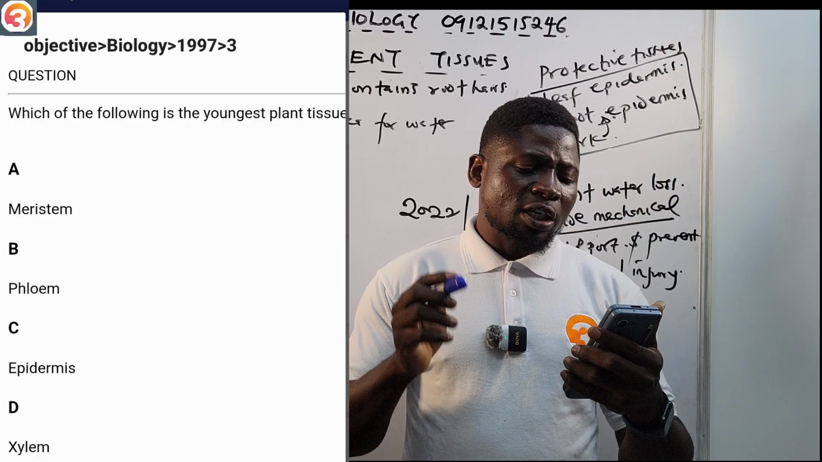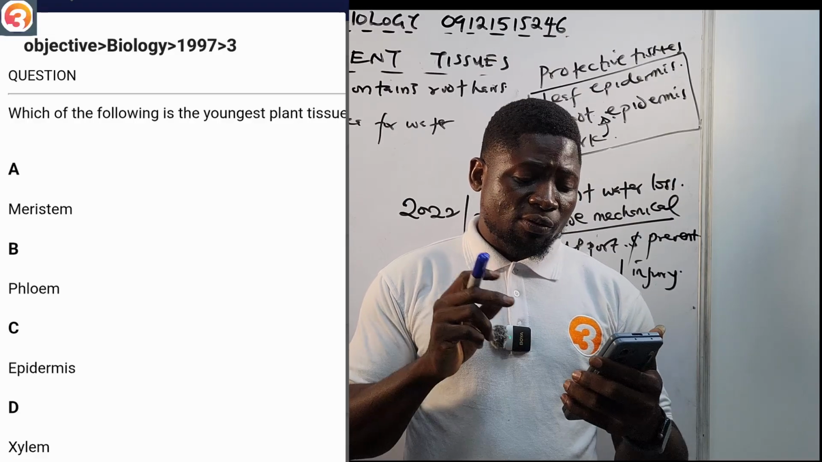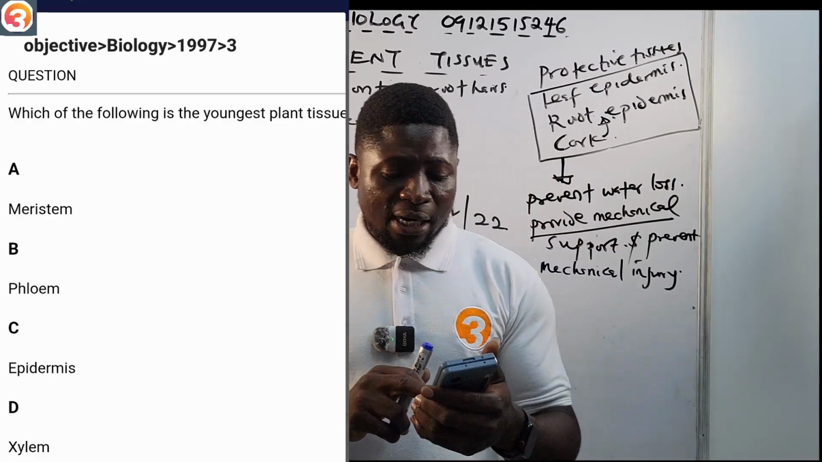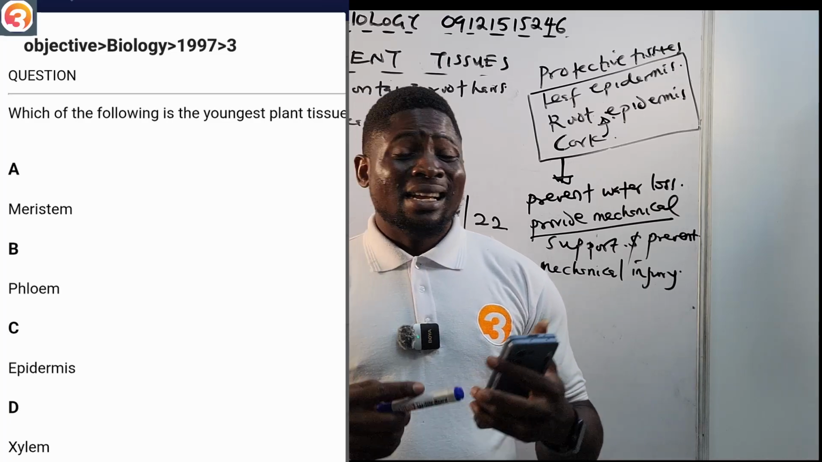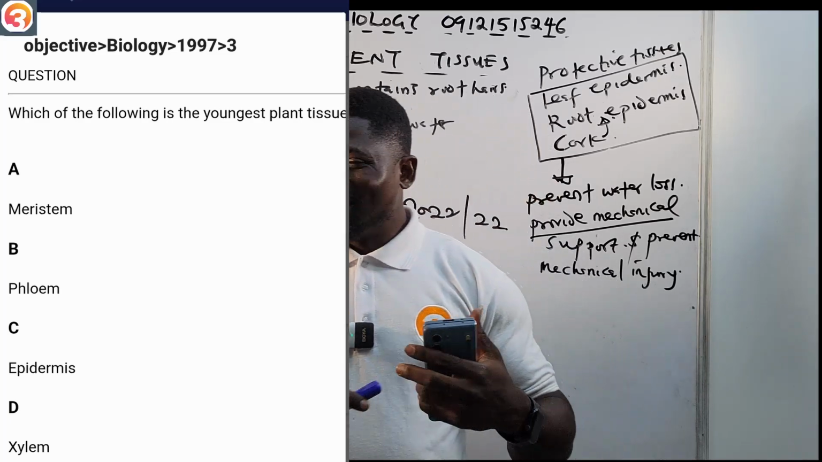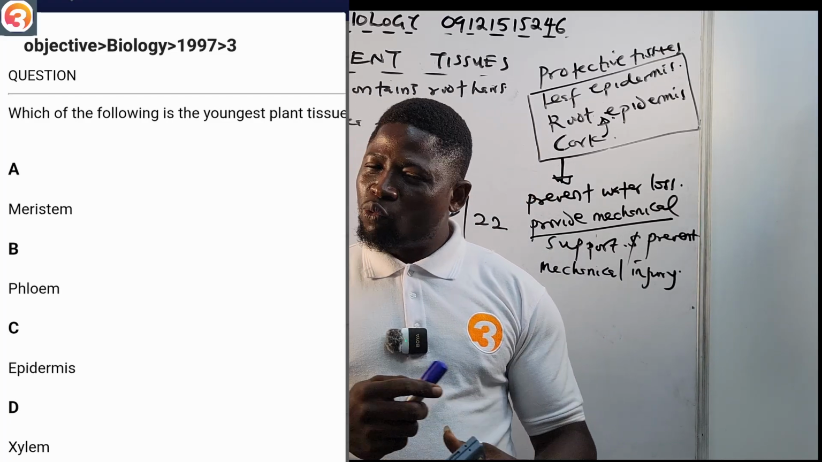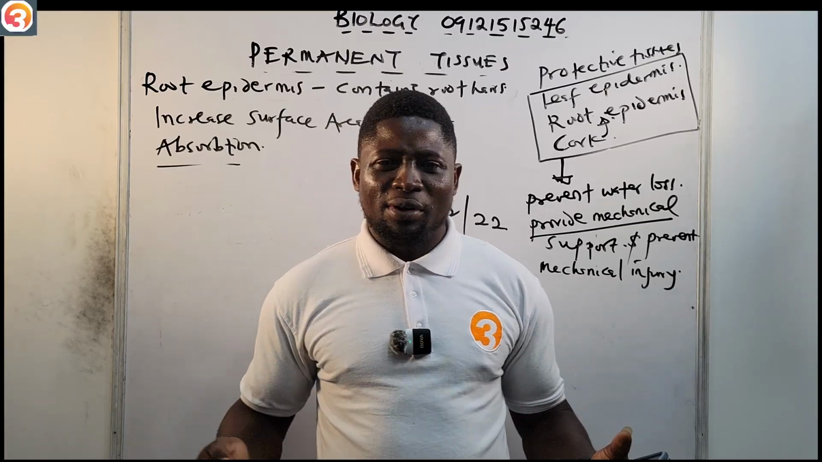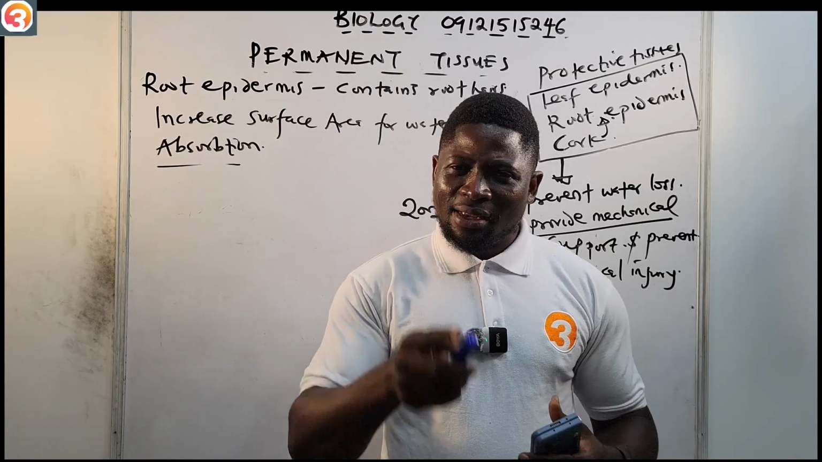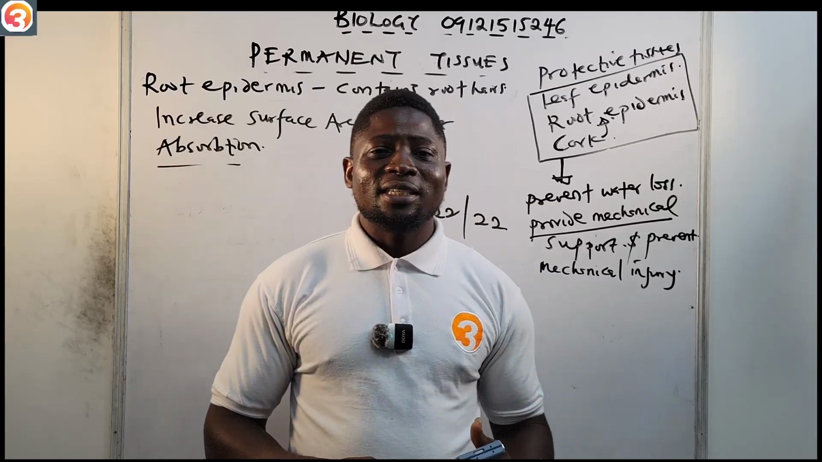1997 number 3. Which of the following is the youngest? This was taken in the last episode. There are so many other questions. Look for them from the app, answer them, chew them. Get exposed to the questions, finish them, and become the best that you can be. Get the mark that you intend to get and succeed.